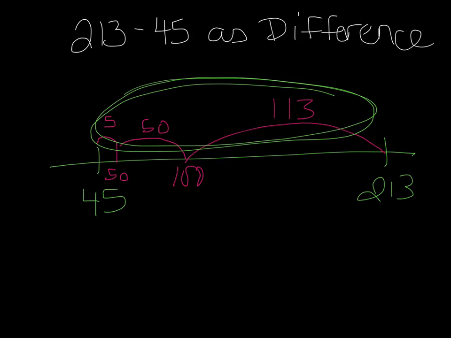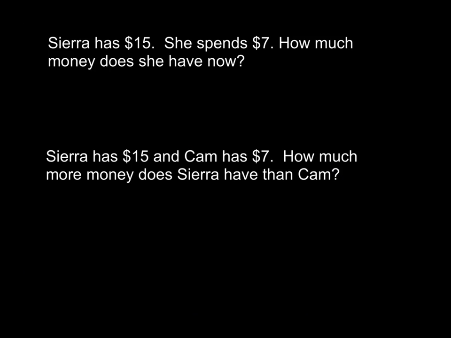Okay, so kids need lots of practice seeing subtraction in those two different ways. Here's a couple of story problems that help demonstrate the difference between takeaway and difference. So Sierra has $15, she spends $7. How much money does she have now? That is a takeaway model of subtraction. If the story problem is Sierra has $15 and Cam has $7, how much more money does Sierra have than Cam? That is more of a compare or difference. I'm trying to find the difference between those two amounts.